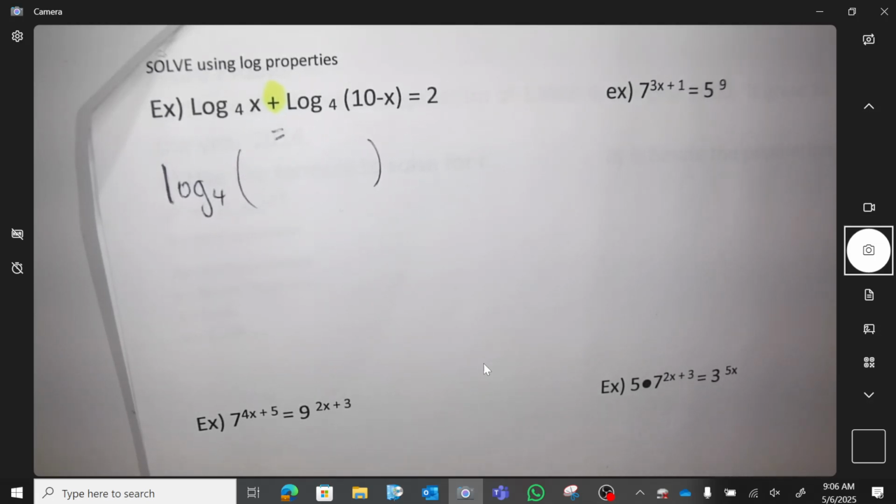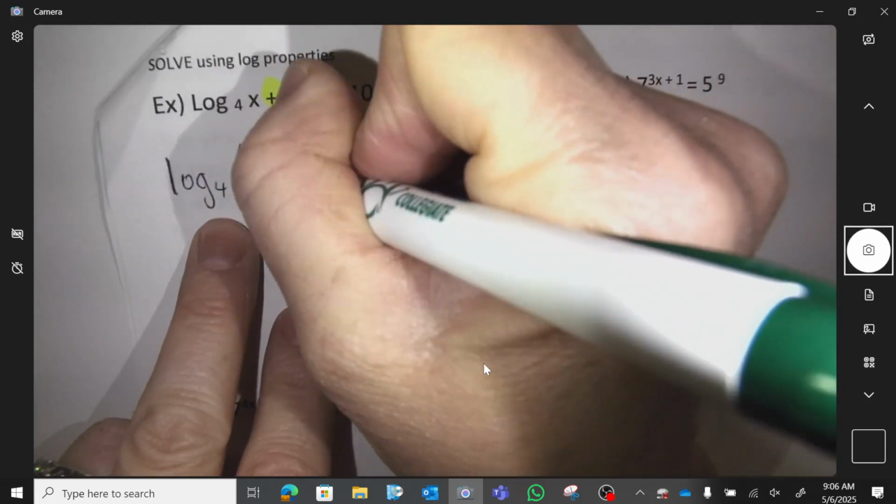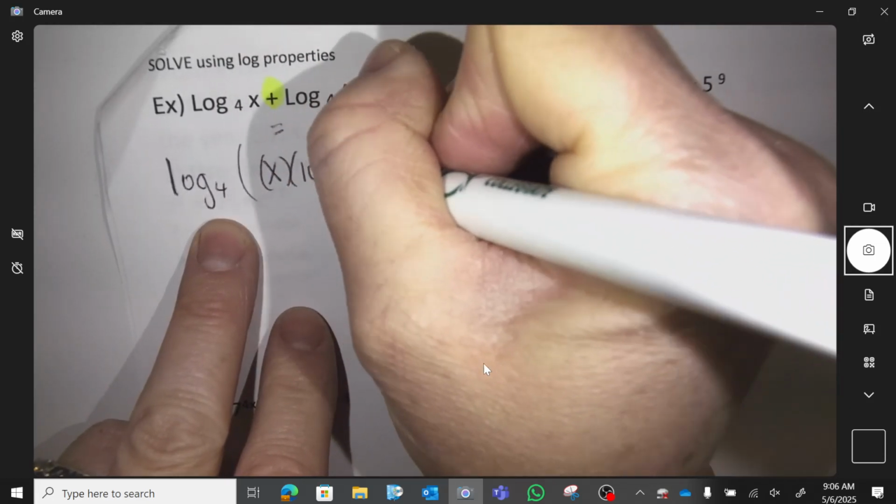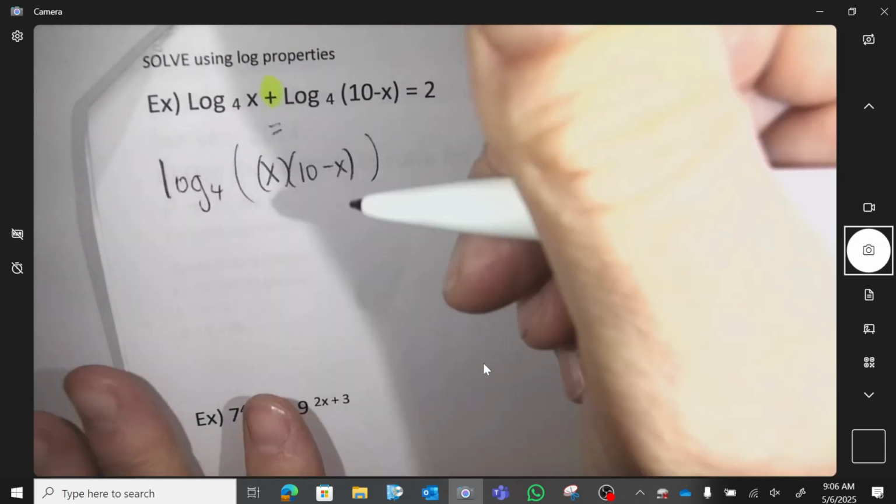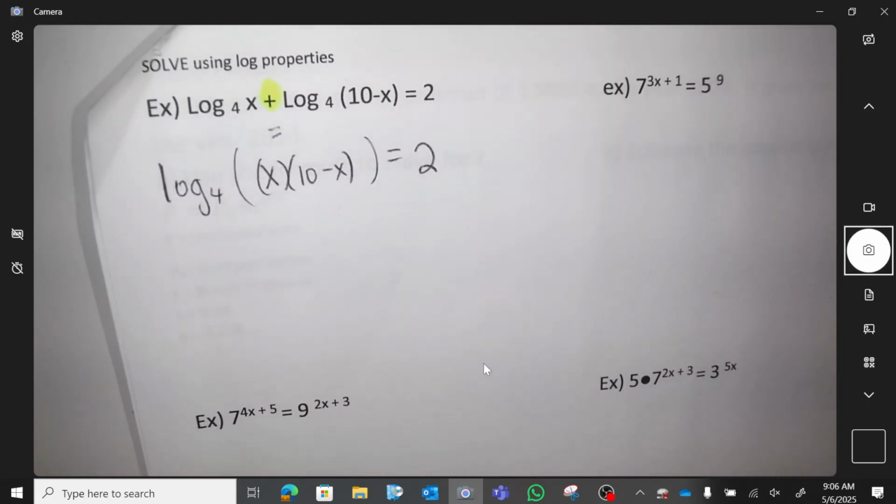Multiply. Okay, so here we go. x times 10 subtract x equals 2. So I glued them together with those rules from yesterday. Okay, does anybody have a thought about what to do next?